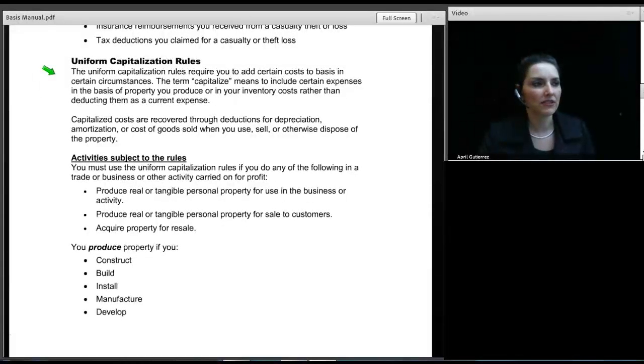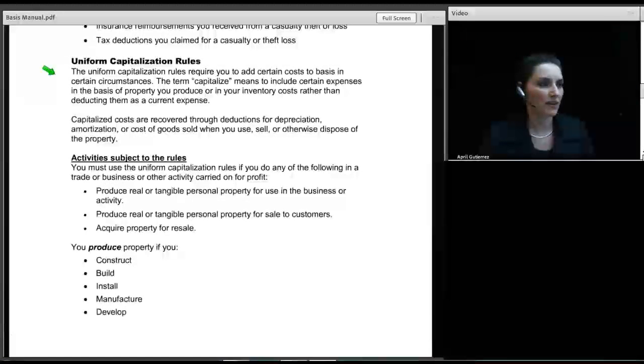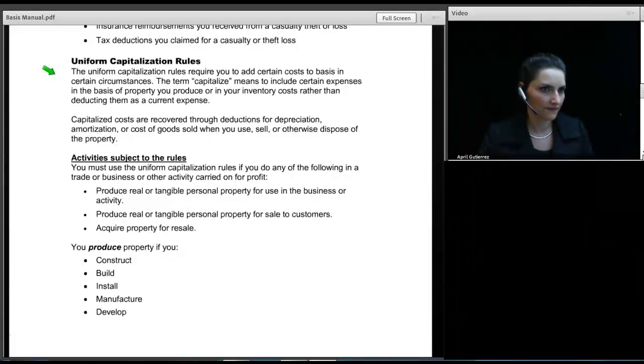Essentially what they boil down to is the IRS says that if you can capitalize something, we want you to capitalize it, and we don't want you to deduct it instead. So let's see what they are talking about when they say that.